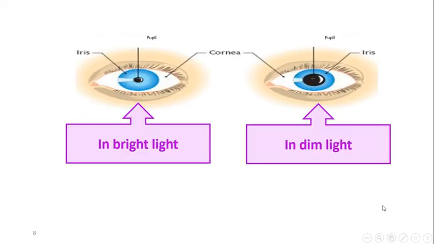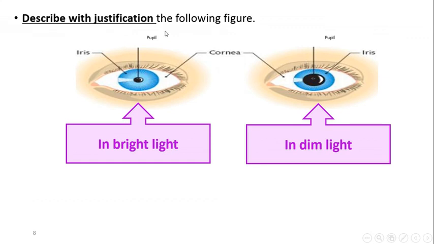Question number 3. Describe with justification the following figure. Here we can see the eye. Here this is the iris, the blue. Here the pupil. And the outside layer is the cornea, the transparent layer. Here we have the iris, the blue, the pupil, and the outside is the cornea. In bright light, we see the pupil like this, whereas in dim light, we see the pupil bigger.